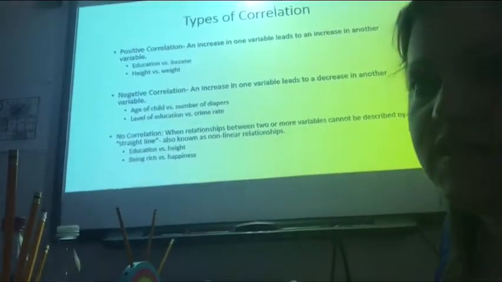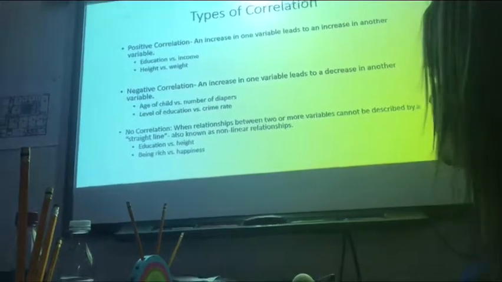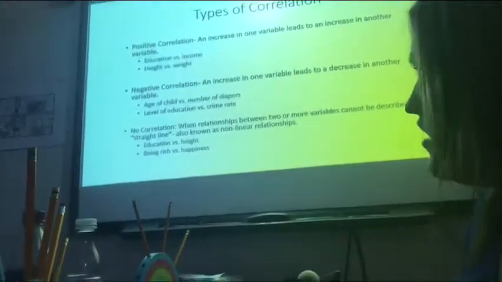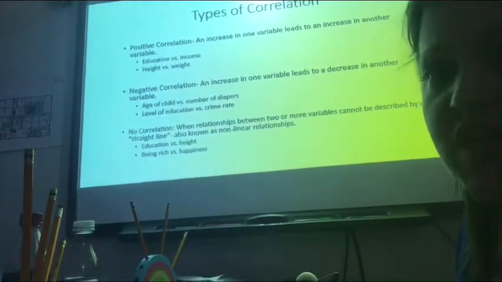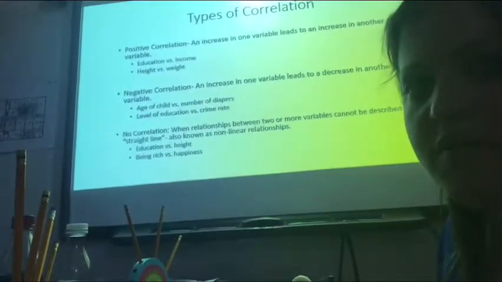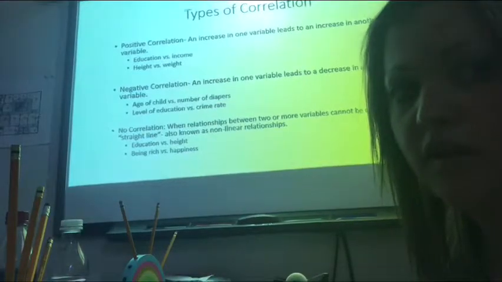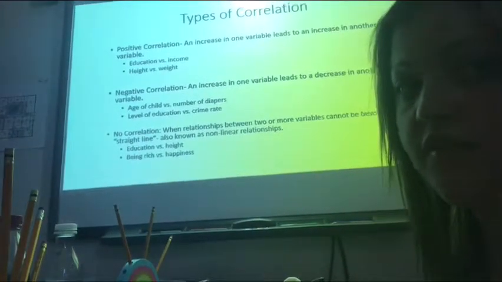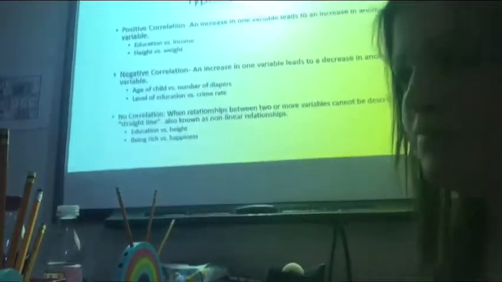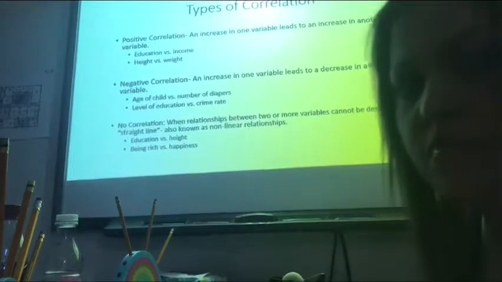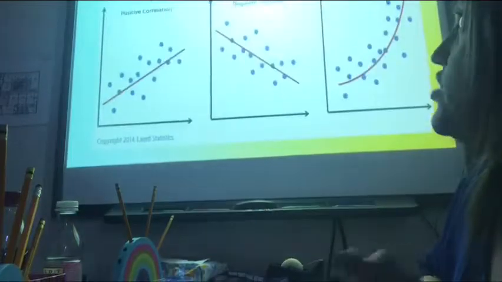And then you have things that have zero or no correlation. It's when the relationship between two or more variables cannot be described by a straight line, like we talked about earlier. It's also known as nonlinear in mathematical terms. So education versus height: no matter how much education I have, it doesn't matter if I'm tall or short, because that doesn't determine what level of education I have. And being rich versus happiness. You always hear money doesn't buy happiness, so you can be rich and be the most miserable person. Those kinds of things have no correlation.